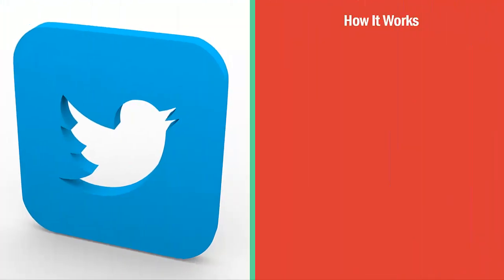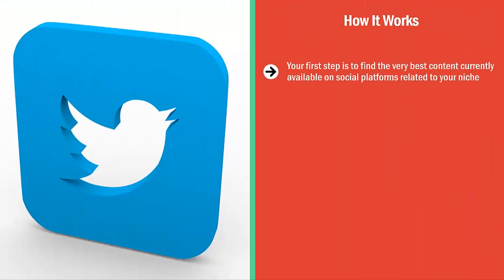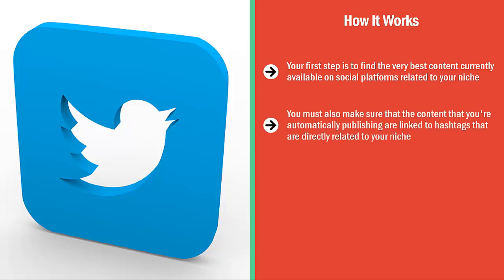How it works. Your first step is to find the very best content currently available on social platforms related to your niche. You then feed this into software that publishes automatically round the clock on your Twitter feed. You set the times when the posts will appear. You must also make sure that the content that you're automatically publishing is linked to hashtags that are directly related to your niche. The key here is to rotate the third-party content with your level 1, level 2, and level 3 content.